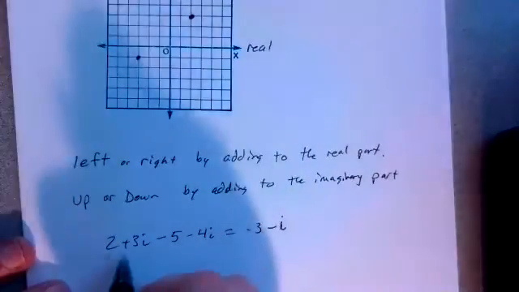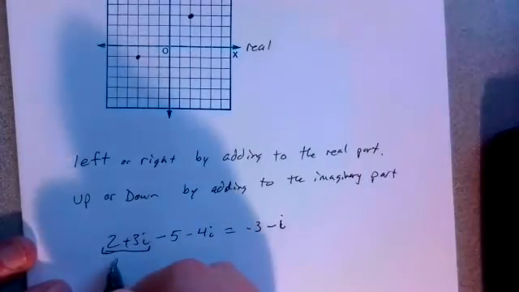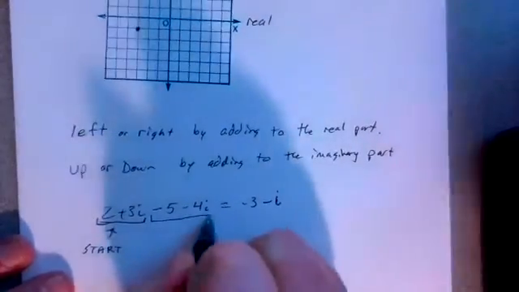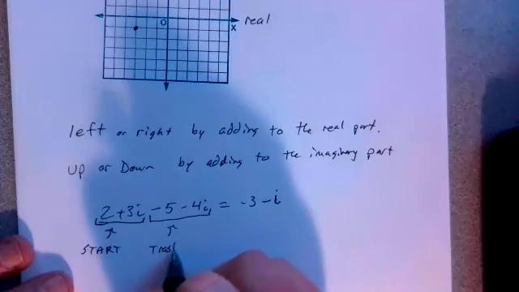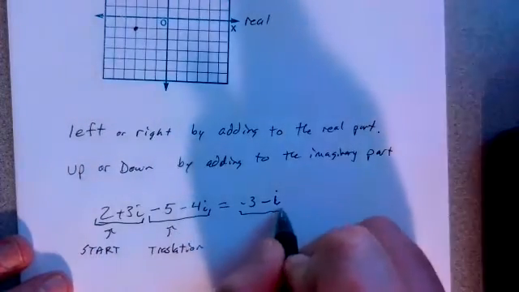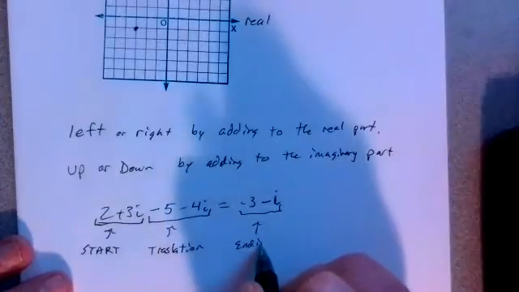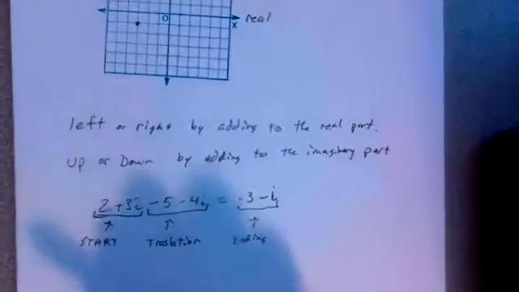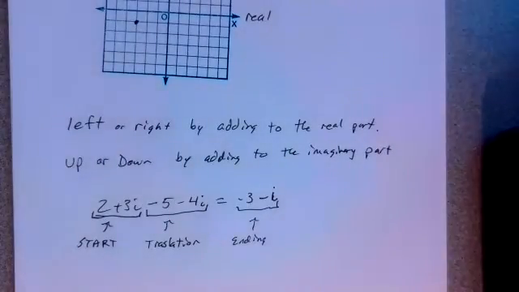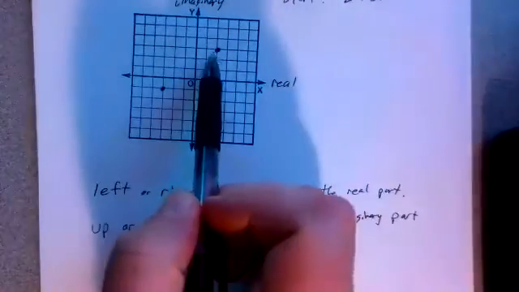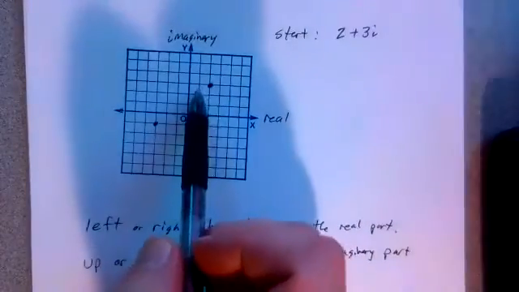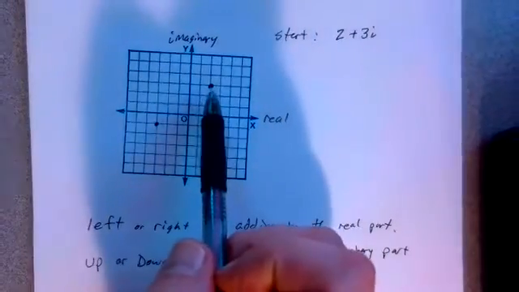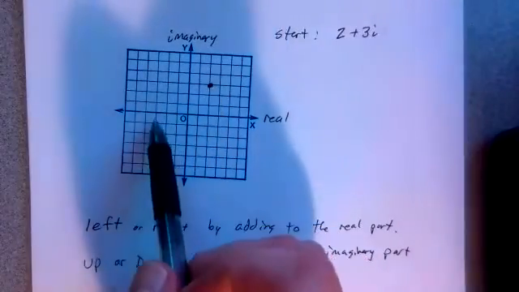So here, this is my starting complex number. Here, this is my translation. And here is my ending complex number. This is where I started, this is where I ended, and that was my translation. So I could ask you to describe the transformation from point A to point B. Describe that translation, and you could say it would be the complex number negative 5 minus 4i.